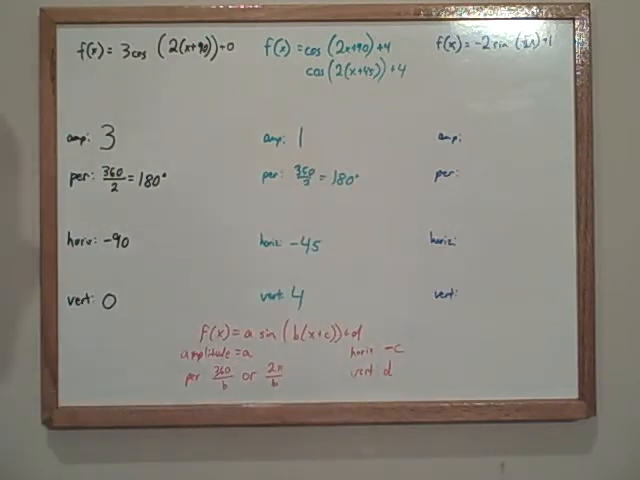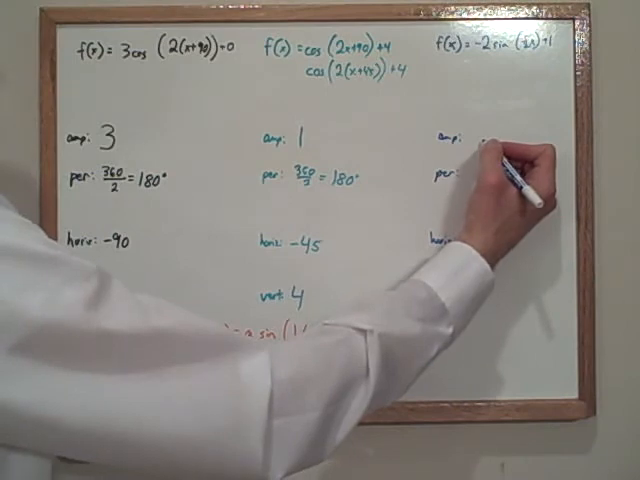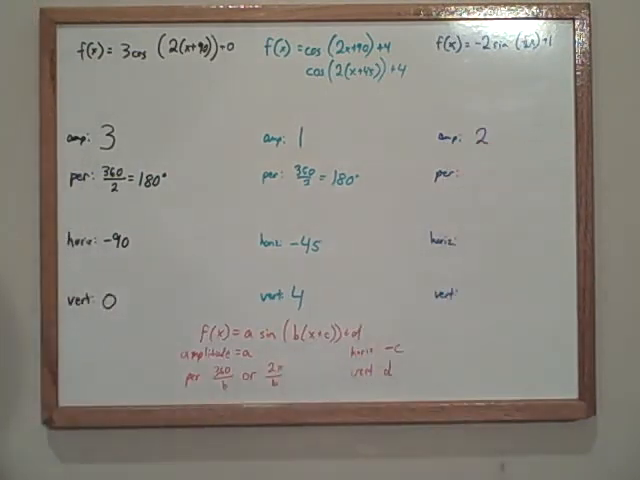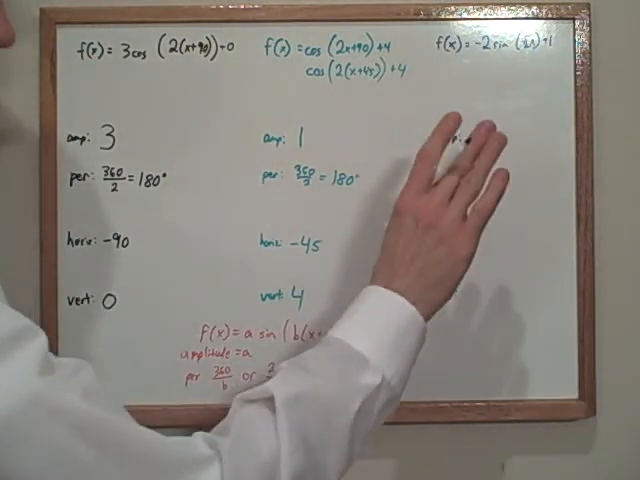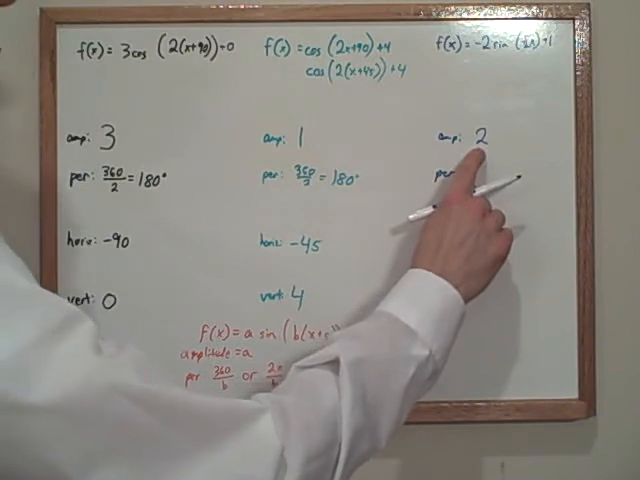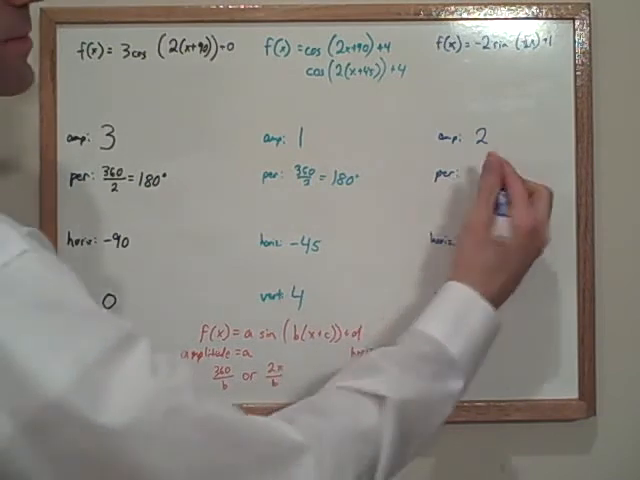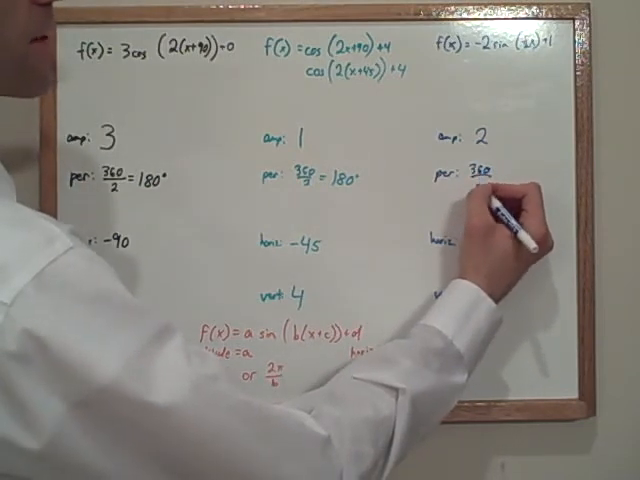Okay, the amplitude in this case is 2. Now, you might have put negative 2, but it's 2. The negative is just going to determine the direction at which you start graphing. We're not graphing this, though. We're just determining the amplitude. The period is 360 divided by 1/2.